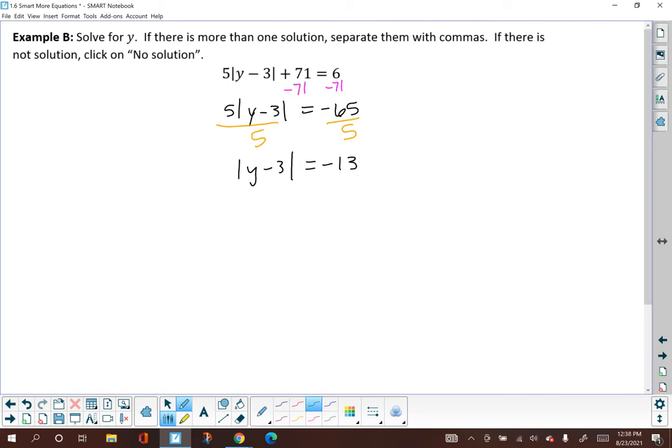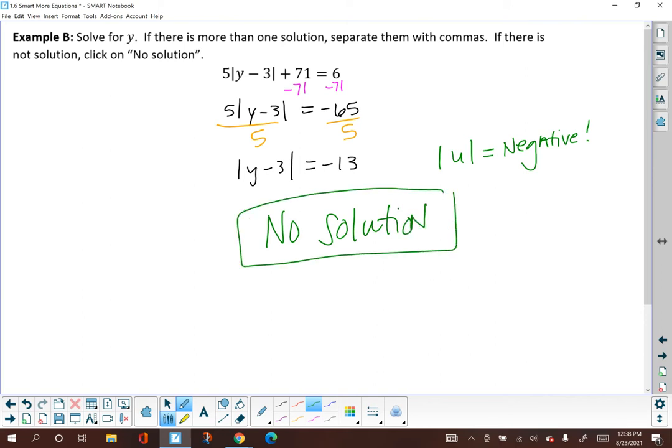So this is a situation where the absolute value is equal to a negative number. Well, that's not possible. An absolute value is always positive by definition. So this has no solution, because of this negative number right here. An absolute value cannot equal a negative number.